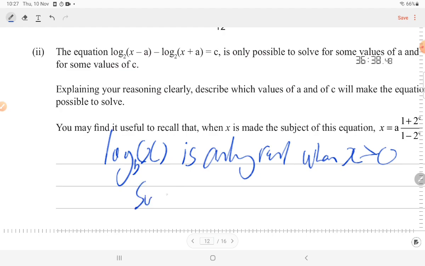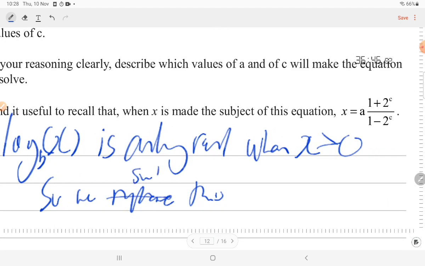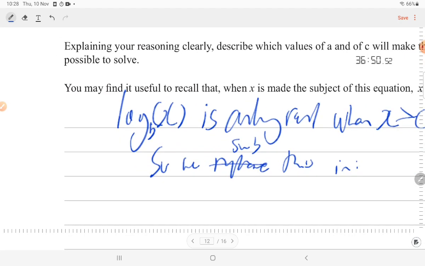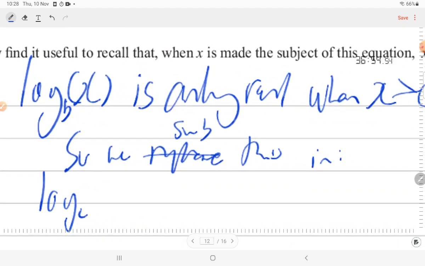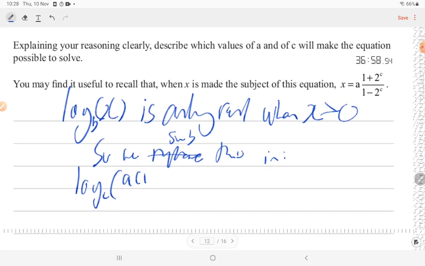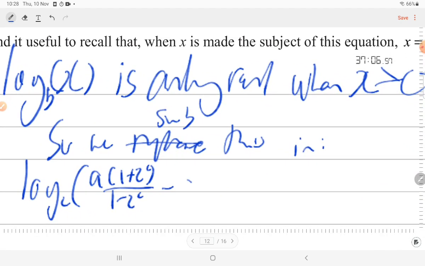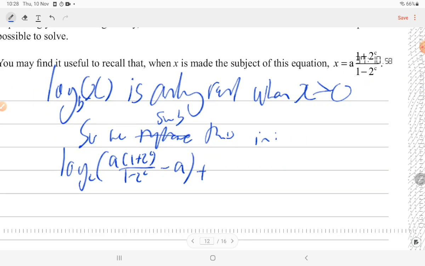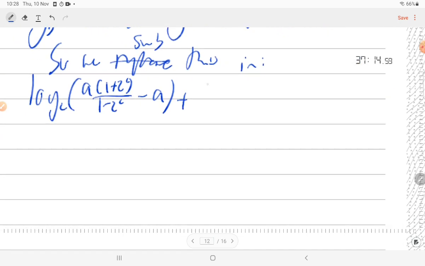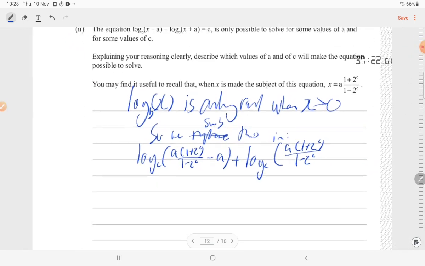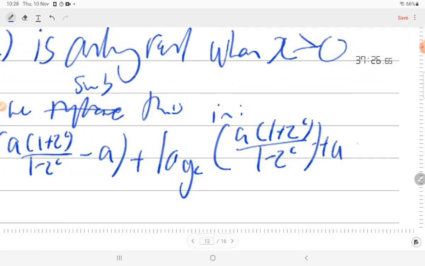So we replace this, we sub this in, so log 2 of a, 1 plus 2 to the power c over 1 minus 2 to the power c minus a, plus log a because 1 plus 2 to the power c, 2 to the power c plus a, was it? Oh no, is equal to c.